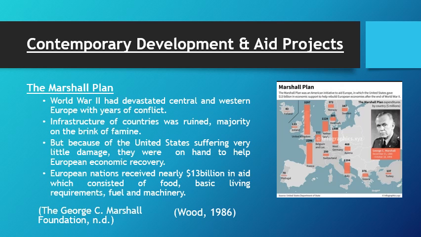European nations received nearly $13 billion in aid, which consisted of food, basic living requirements, fuel and machinery. The Marshall Plan was also known as the European Recovery Programme, and as a result of the funding and aid provided through this plan, there was investment in industrial capacity in Europe. As you can see on the right, it shows the amount of millions of dollars invested into each European country, although the Marshall Plan funding ended in 1951.